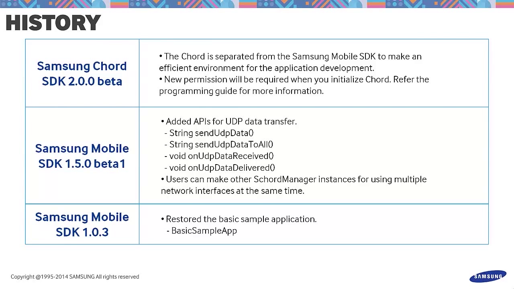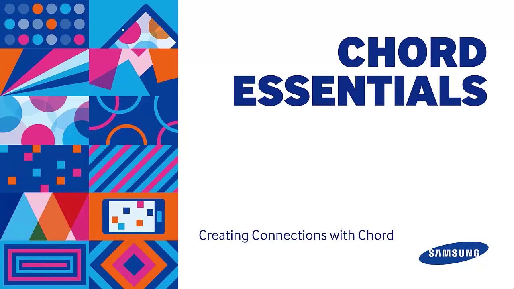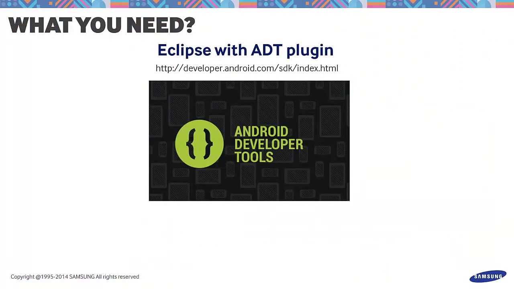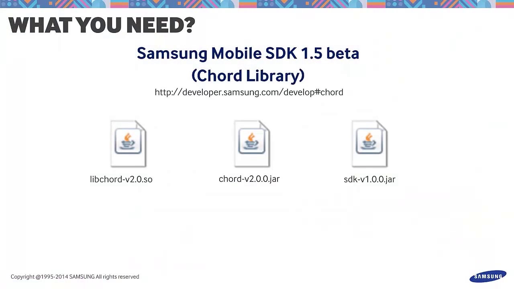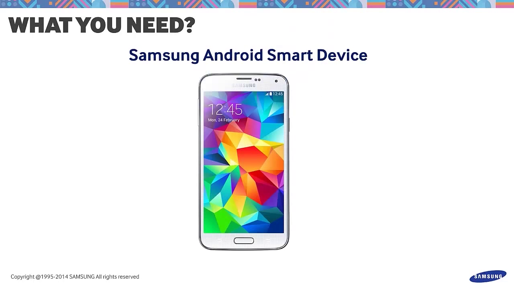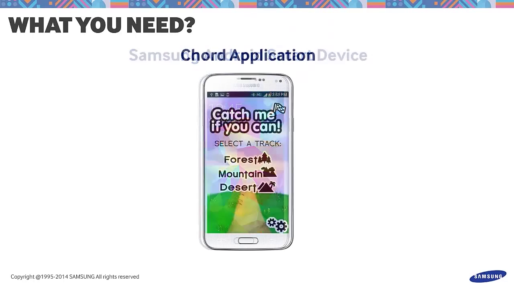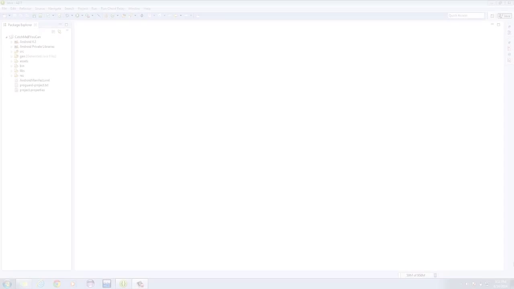In this how-to, I will be discussing more about a game called Catch Me If You Can that implements the Chord. To implement the Chord, we will need Eclipse with the ADT plugin and the following jar files that can be found in the Mobile SDK 1.5 archives. Just make sure that your test device runs on Ice Cream Sandwich, API 14. Ice Cream Sandwich is the minimum requirement to use the Chord. And lastly, download the game Catch Me If You Can attached to this blog post.